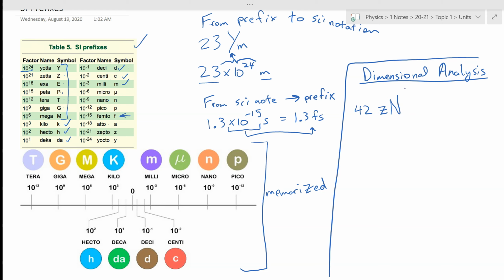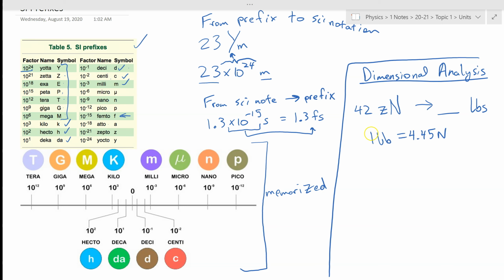Zeptonewtons. A newton measures force. So this is a super tiny amount of force. And I want to convert it to some number of pounds. Well, you're going to need a little bit more information. One thing that you'll need is that 1 pound is 4.45 newtons, exactly.